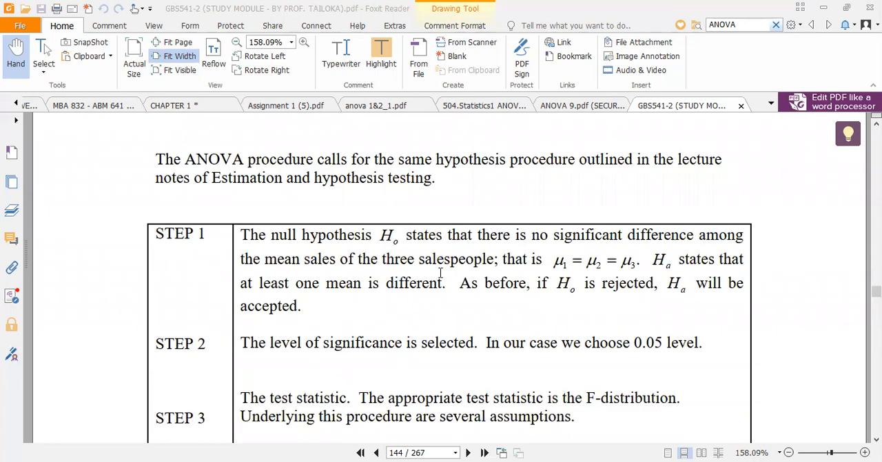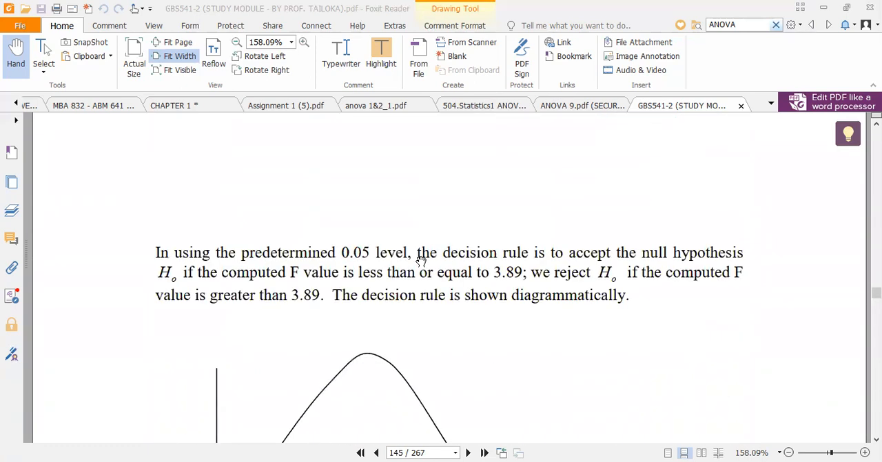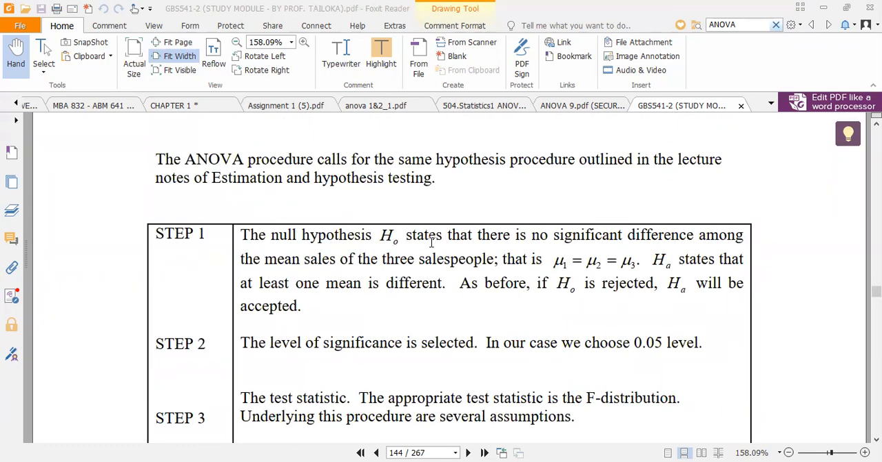Now, ANOVA is part of hypothesis testing, and the procedures that are used in hypothesis testing will be used in here. The first one is, number 1, we need to state the hypothesis, where the null hypothesis will simply stipulate that there is no significant difference amongst the mean sales of the 3 salesmen. Or you can simply say mu1 is equal to mu2 is equal to mu3, just to imply that the mean sales of the 3 guys is the same.